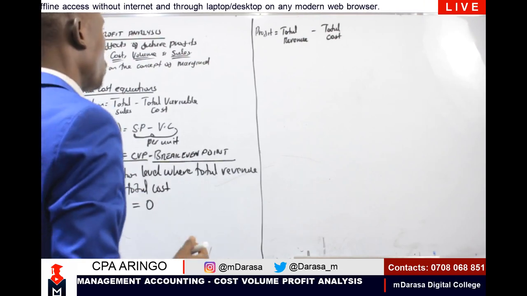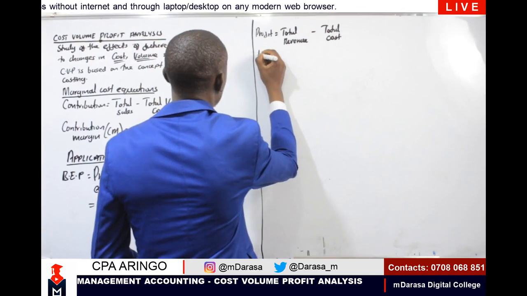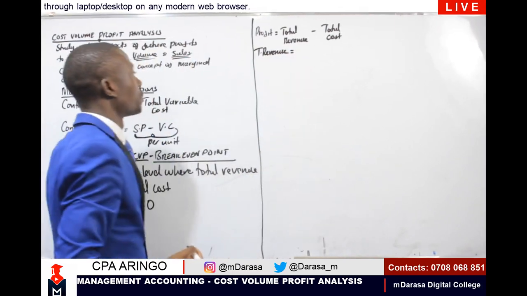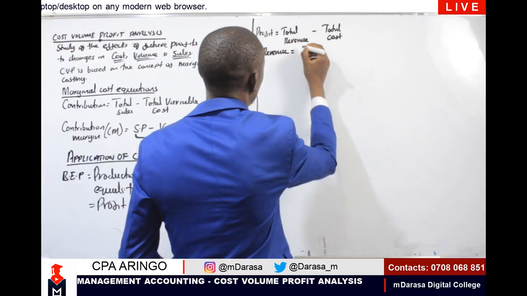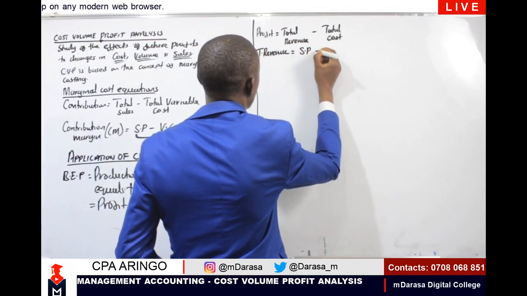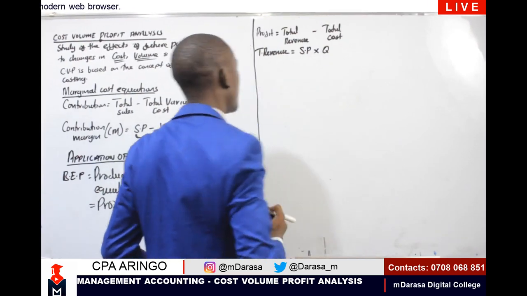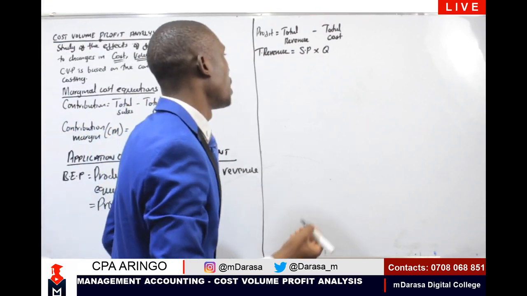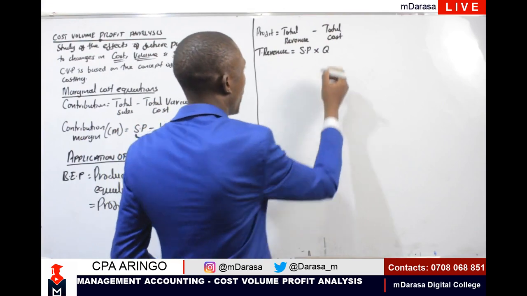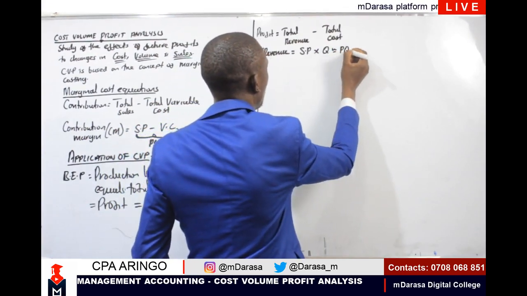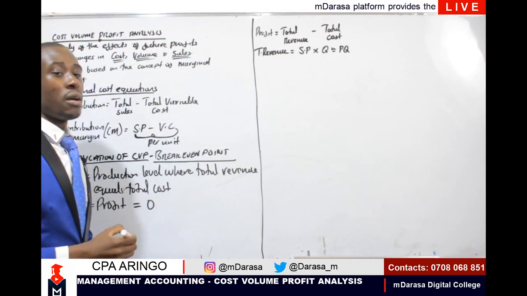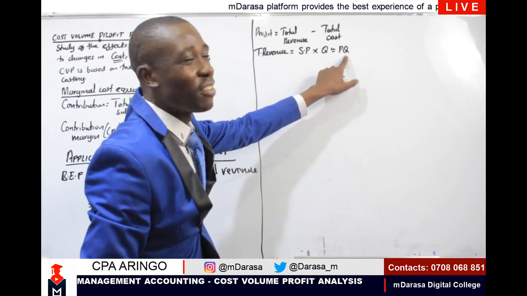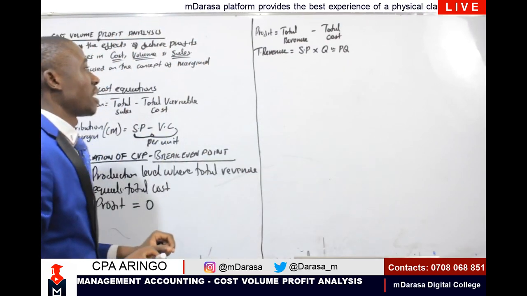Then a good question will be, how do you normally determine our total revenue? To determine our total revenue, we know very well, we'll be talking of selling price per unit times quantity sold. That should give us our total revenue. In this case, we can clearly say we are talking of PQ, selling price per unit times quantity.